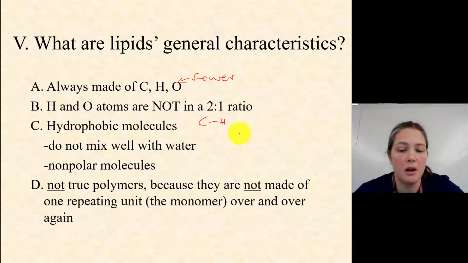They're non-polar, and they're not true polymers. They're not one repeating unit over and over again.